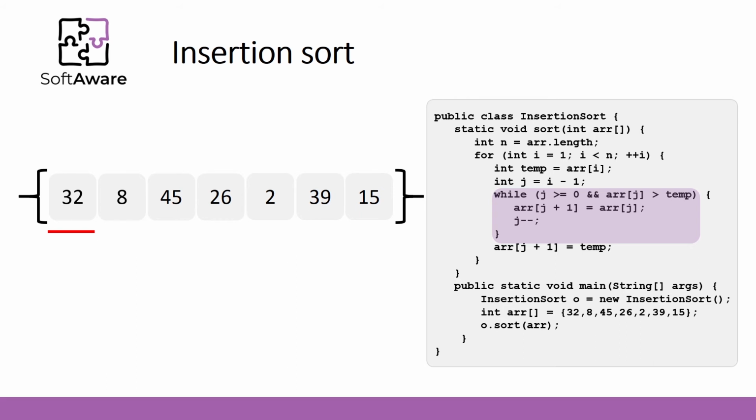In the first circle we had only one element, so we don't need insertion. In the next iteration, the element with value 8 is inserted in the right position. Repeat the same steps until the last element of the array.